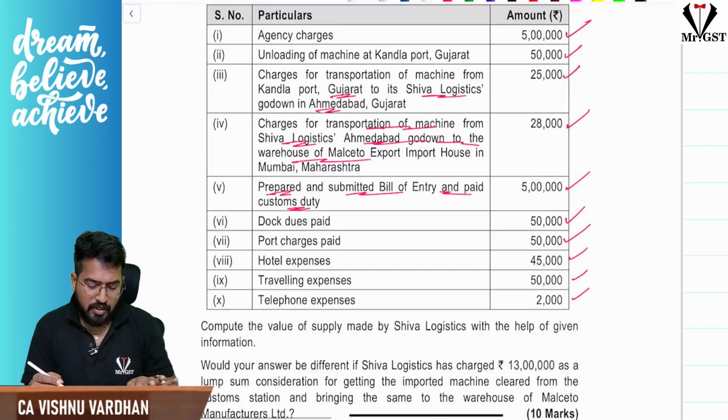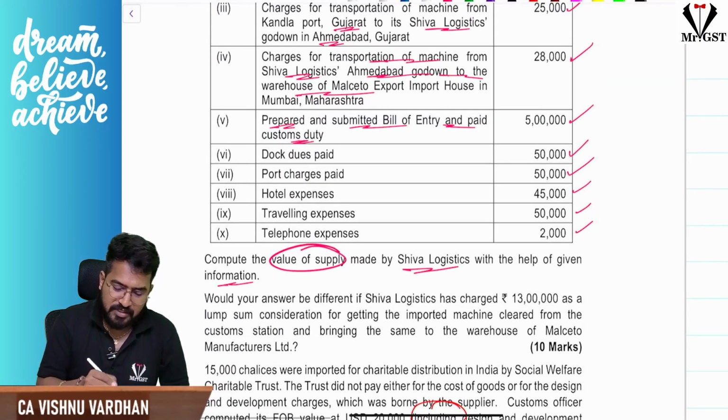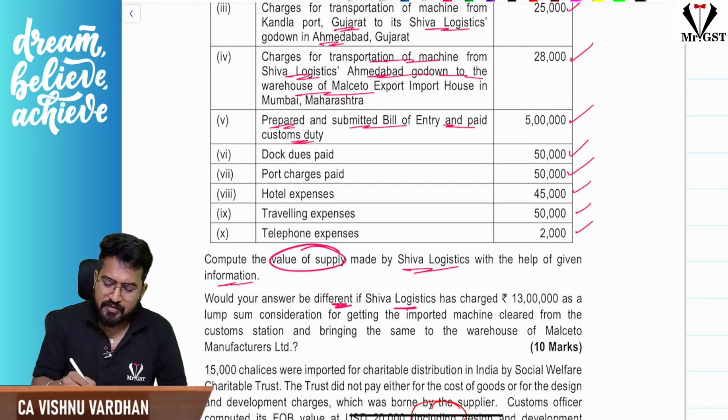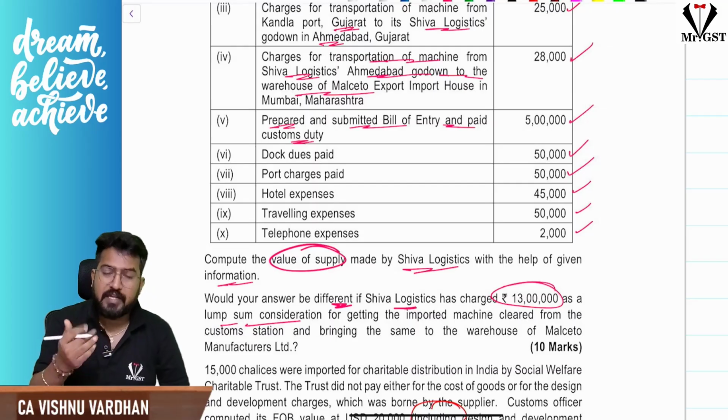Now what is the value of supply for the services provided by Shiva Logistics with the help of the information above? Will your answer be different if Shiva Logistics has charged a flat 13 lakhs as a lump sum consideration for clearing that machine?